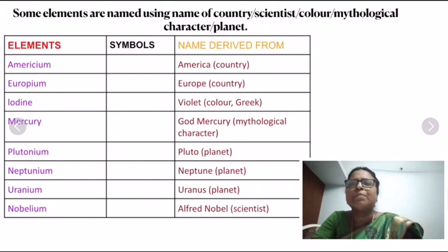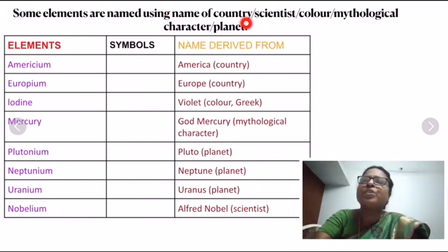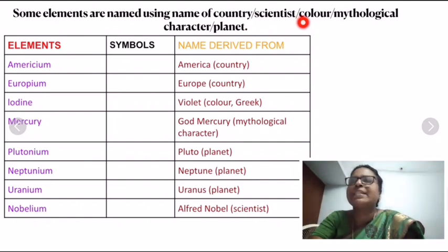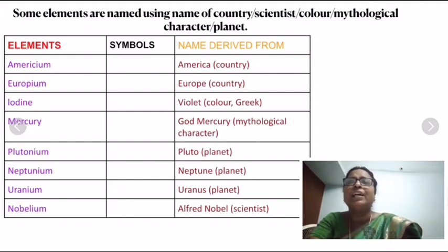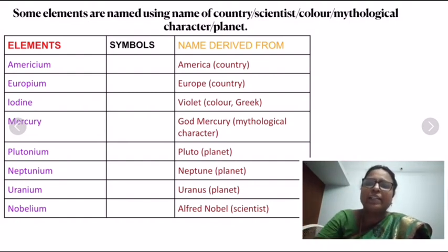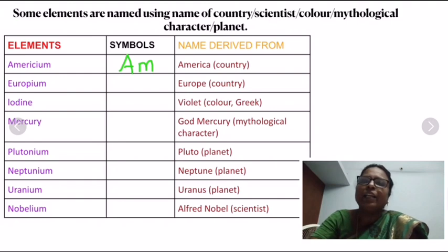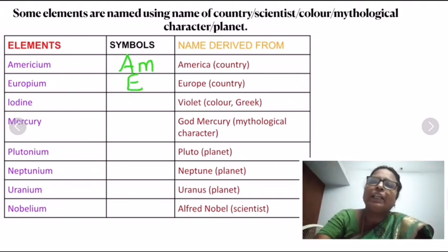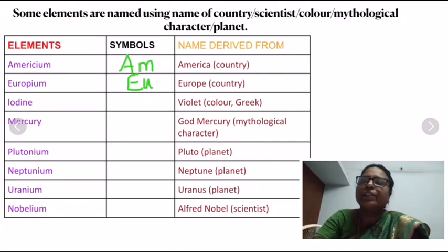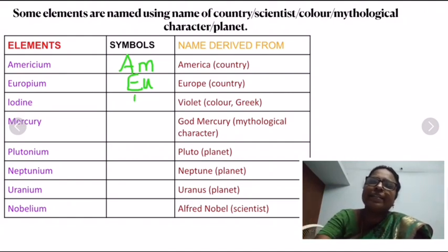Okay. Next, some of the elements are named using the name of a country, a scientist, a color, a mythological character or a planet. We are deriving the names of the elements from the country or color or the planet. Here you are seeing americium. It is derived from the country name America. What is the symbol of americium? Am. Then europium, Eu. It is named after the continent Europe. Iodine, it is a color.